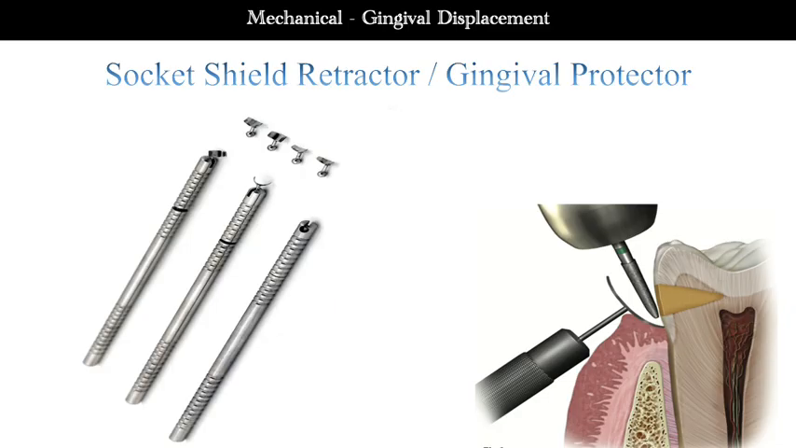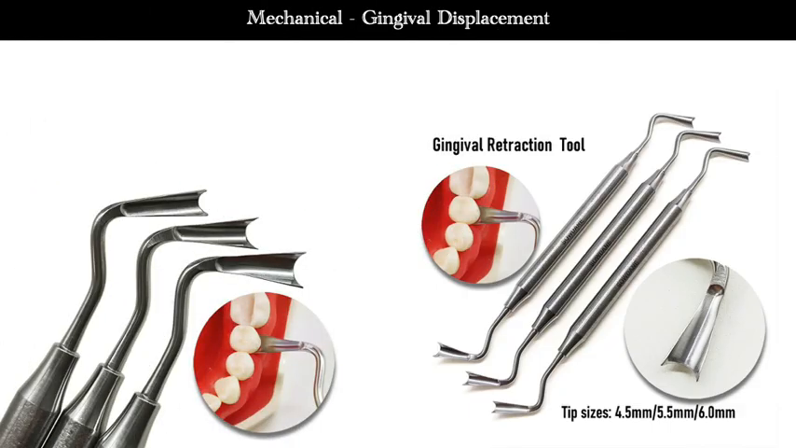Now the ball and socket joint allows the instrument to deflect the sulcular epithelium the way we want, and we can angulate it. This is usually advised for doing any tooth preparation, subjectively, as well as during cementation. Another one is the gingival traction tool.